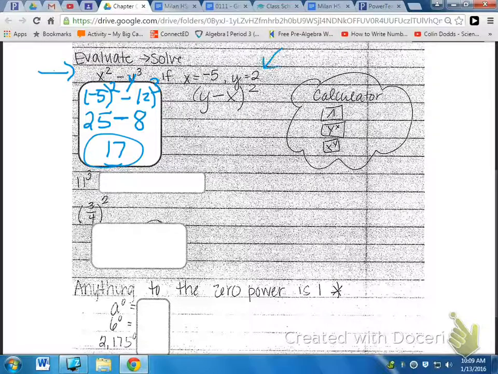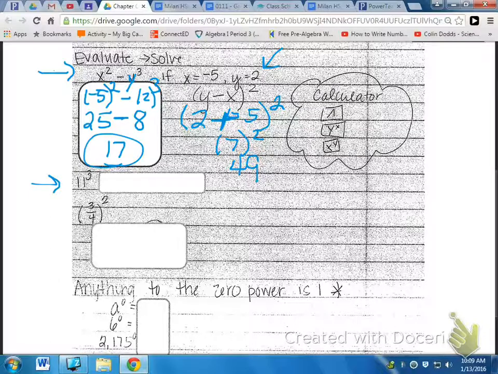Okay, we have another one that looks similar. We're going to use the same values of x and y. It says y minus x, and the quantity of that is squared. So I'm going to put 2 minus, and for x I'm going to put negative 5 squared. What happens to that minus negative 5? It becomes an addition. So inside parentheses needs to be done first. So 7 squared is 49. Okay, 11 to the third power.